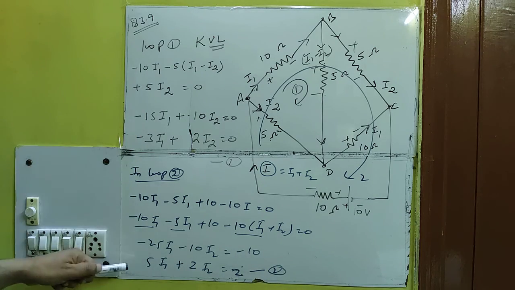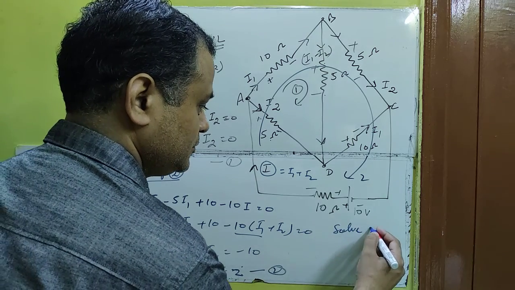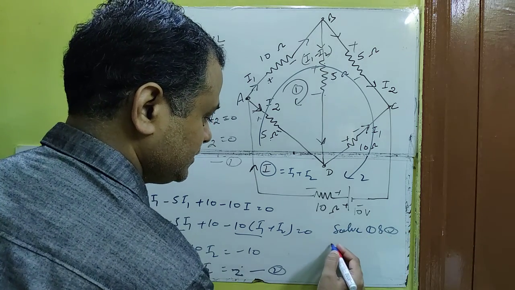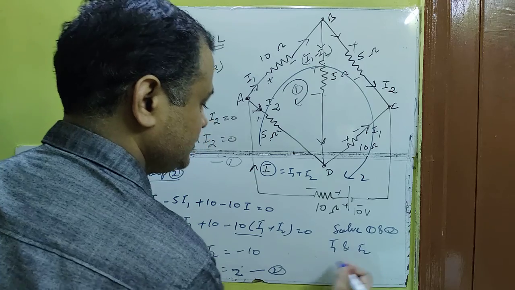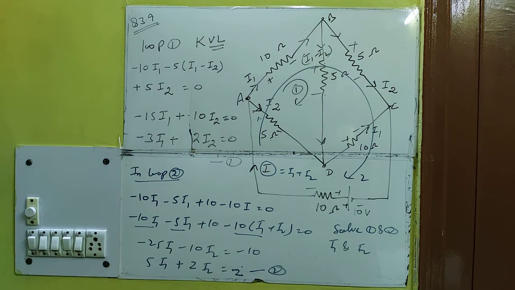So you have the two equations, equation 1 and equation 2. Solve 1 and 2. You will get the values of I1 and I2 and also the value of I. Okay.